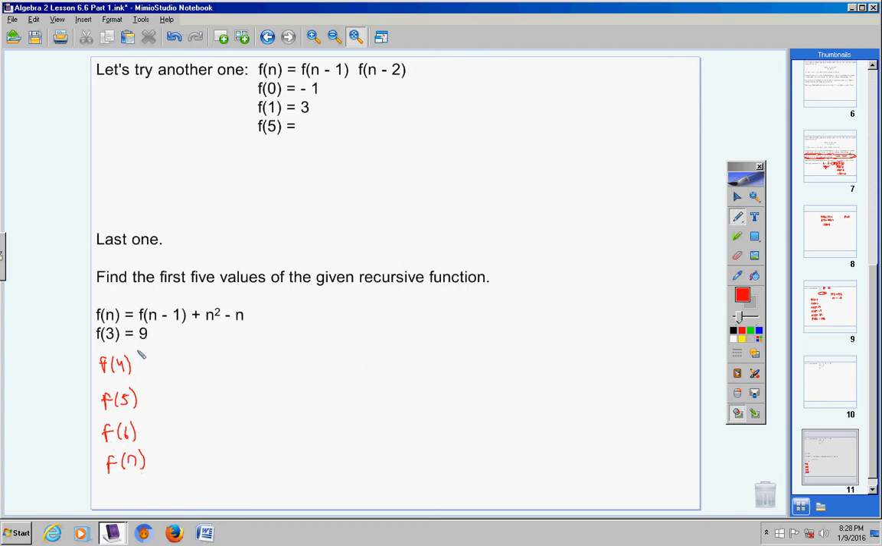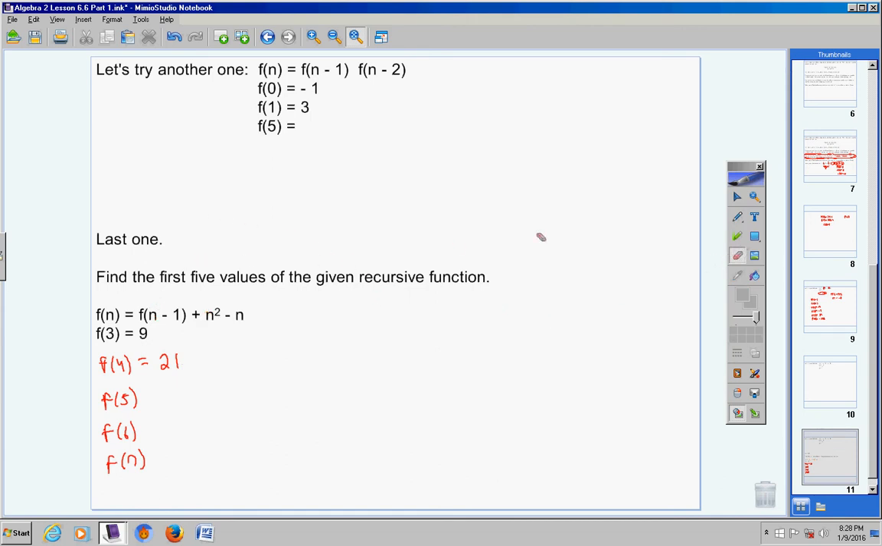So here we go. Let's try to evaluate. I started with 4 because they gave me f of 3. They're telling me f of 3 equals 9. Here's my function right here. Okay, so I'm going to substitute 4 in for n. So I'll put a 4 here. 4 minus 1 is 3, so I have f of 3. And then plus 4 squared, right? We're putting 4 in for n. So 4 times 4 is 16. And then negative 4. Now what is f of 3? It's 9, right? So I have a 9 right here. So positive 9, positive 16, that's 25. Minus 4 is 21. So there we go. So f of 4 equals 21.